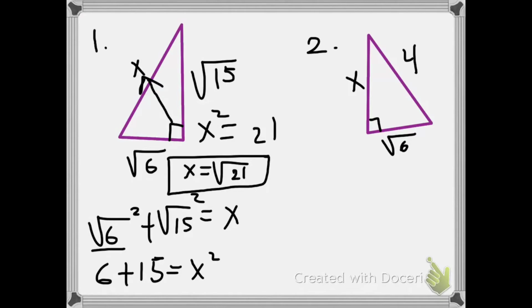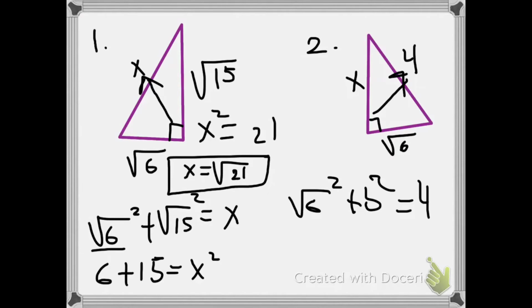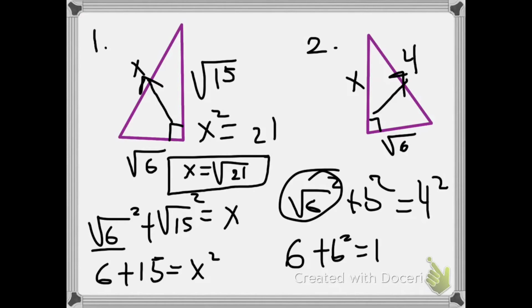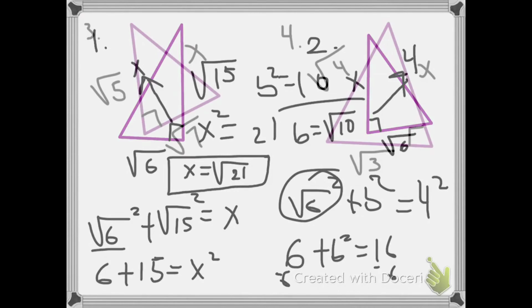Okay, so for number 2, we know what our c is, but we don't know what our a or b is. So I'm going to write square root of 6 squared plus b squared equals 4 squared. So we know this is 6 plus b squared equals 16. Then we subtract 6 from both sides, and we're left with b squared equals 10. Now there's no even answer to that, so I'm just going to write b equals square root of 10.